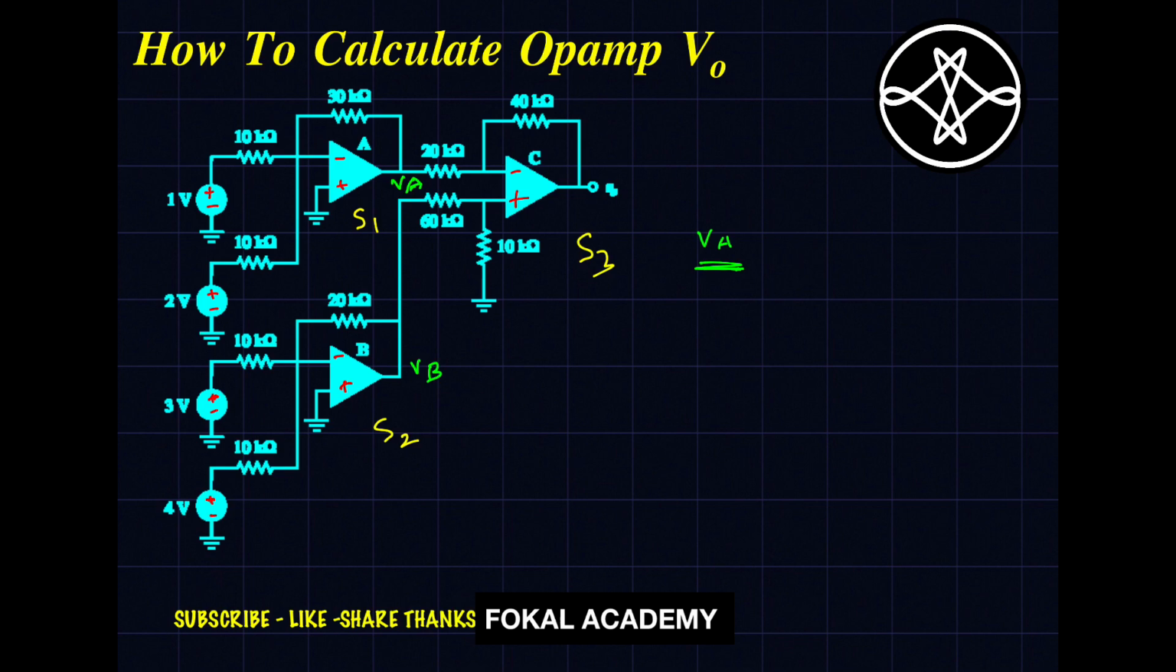When you observe carefully here, these 2 sources are connected to the inverting terminal. So it is nothing but a summing amplifier, an inverting summing amplifier. So that is output voltage VA equal to output voltage due to 1 volt source plus output voltage due to 2 volt source, and here that summation is nothing but VA. So let's see here.